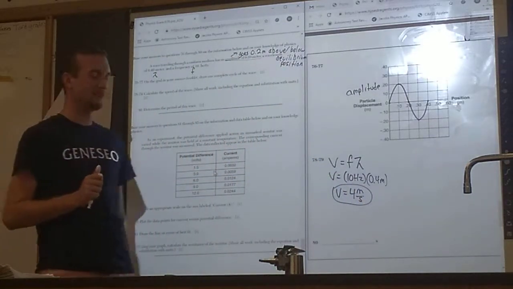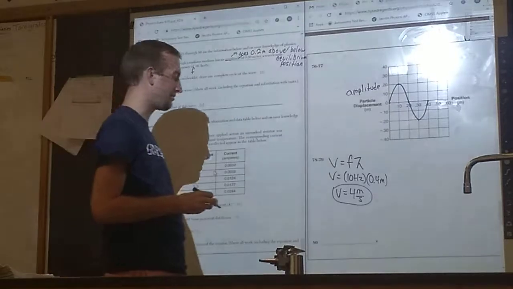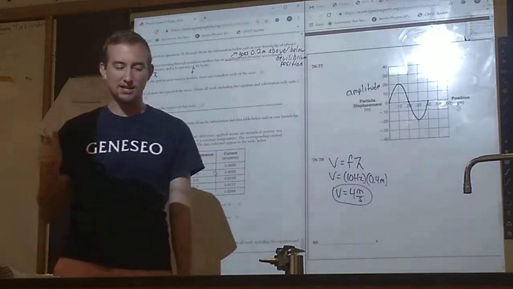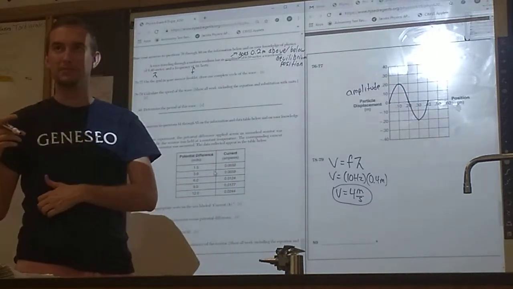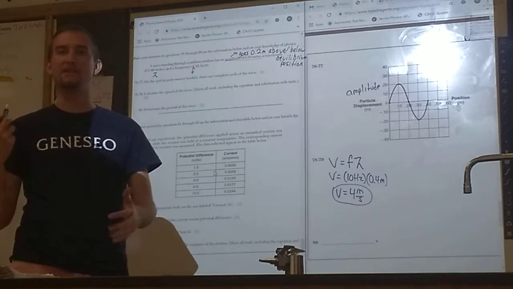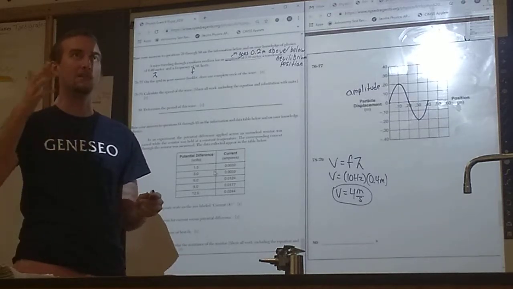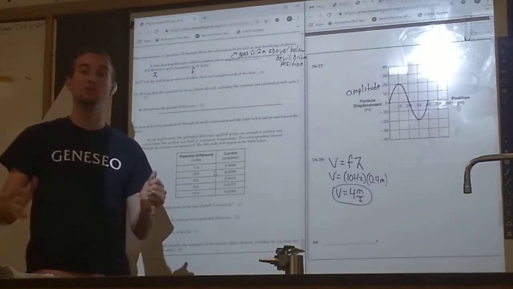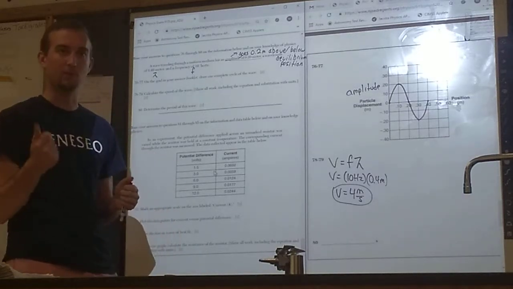Determine the period of this wave. Sometimes I still have people who have problems with this. You're given the frequency. The frequency is defined as how many times something happens per second, okay? So if you are driving in a car, or if you ever see RPMs, that's revolutions per minute, that's a type of frequency. We usually like to stick to something that happens once every second.